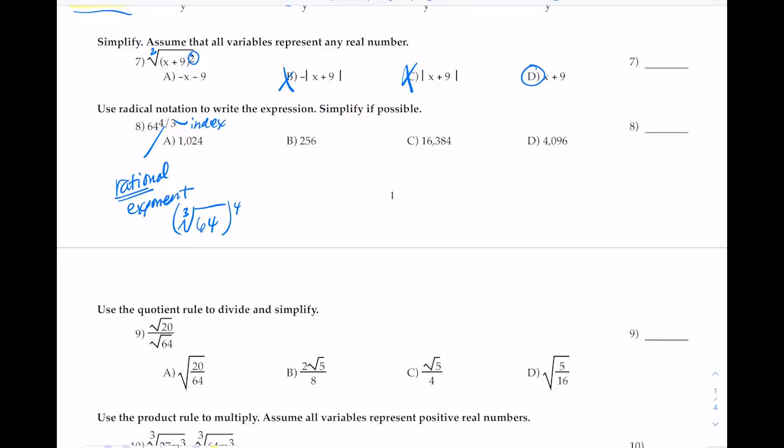And if I break this down, we know the cubed root of 64 is 4. And if I do 4 to the 4th power, 4 times 4 times 4 times 4, I get 256. So my answer is B.